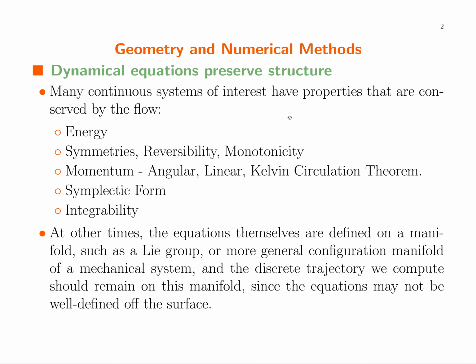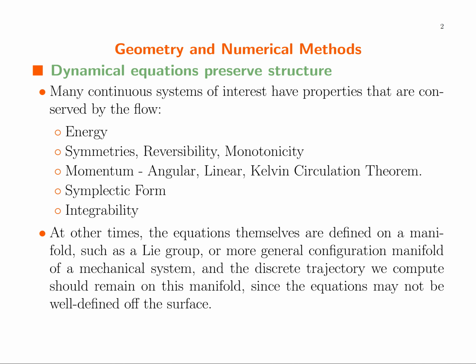So what happens basically is that when you look at continuous dynamical systems, many times they have properties that are conserved by the flow. For example, the energy. Other times there are various symmetries, reversibility, monotonicity properties, and oftentimes associated with these symmetries are momentum conservation laws. So for example, when you have a mechanical system which is rotationally invariant, then the angular momentum is preserved. If you have a mechanical system which is translationally invariant, then the linear momentum is preserved.